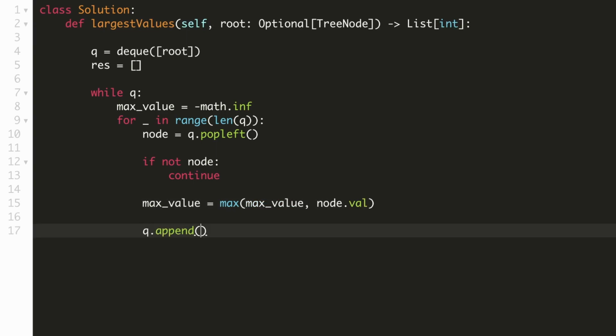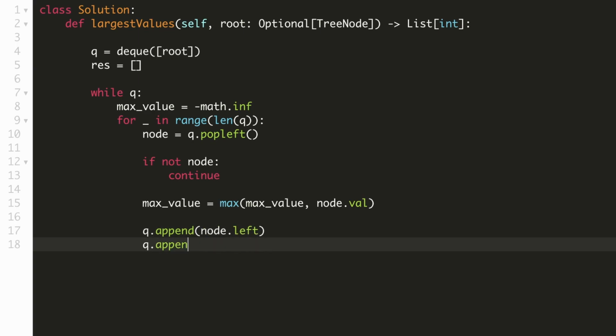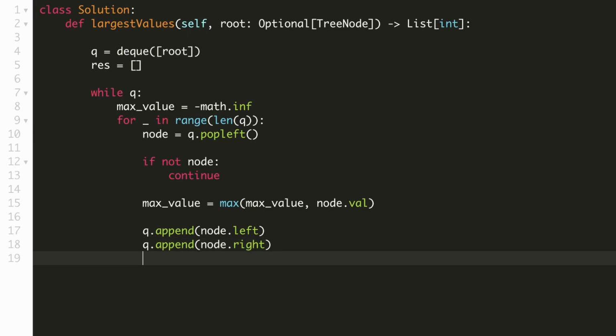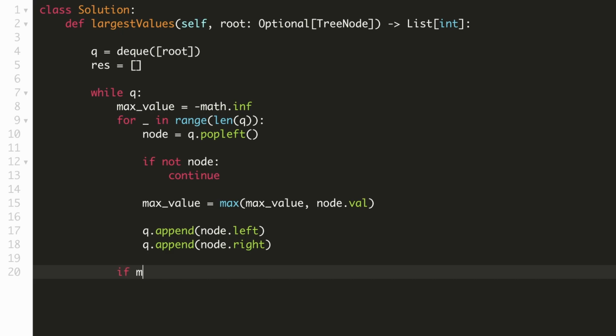Now we'll append both the left and the right child of this node. Since we are already checking if our current node is not null, we don't have to check if the child node exists or not. We are now done with the BFS for our current row.